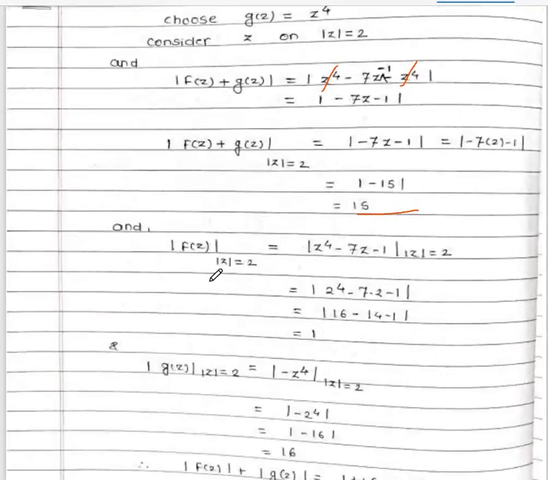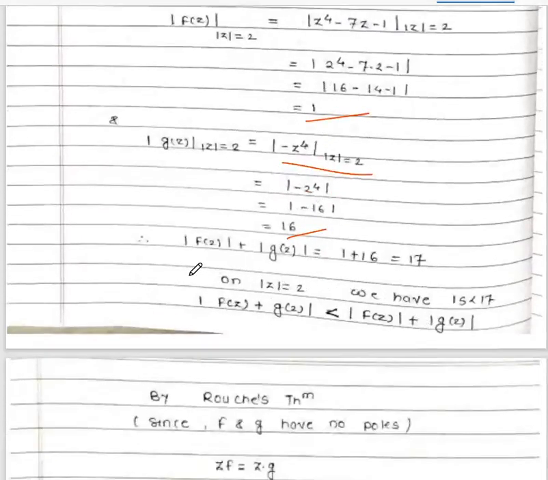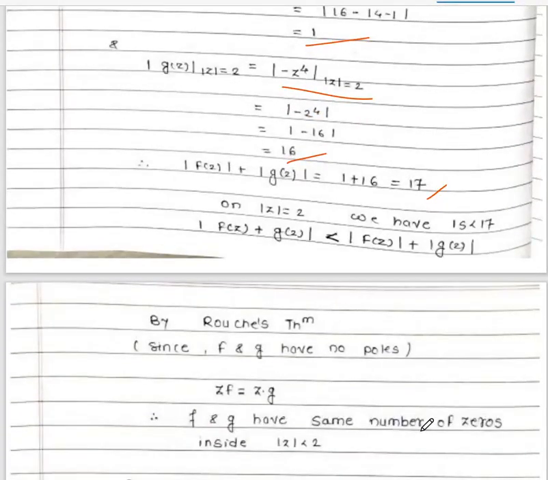Similarly, mod f of z at a point mod z equal to 2, after putting the value of f of z from the given equation, we will get 1, and g of z at z equal to 2, putting the value, we will get 16. So here mod f of z plus mod g of z equal to 1 plus 16, that is 17. So therefore on mod z equal to 2, we get 15 less than 17. So therefore by Rouche's theorem, mod f of z minus g of z less than mod f of z plus mod g of z.